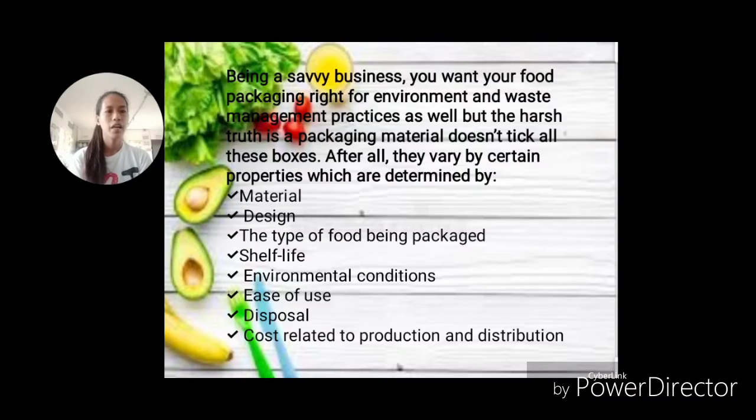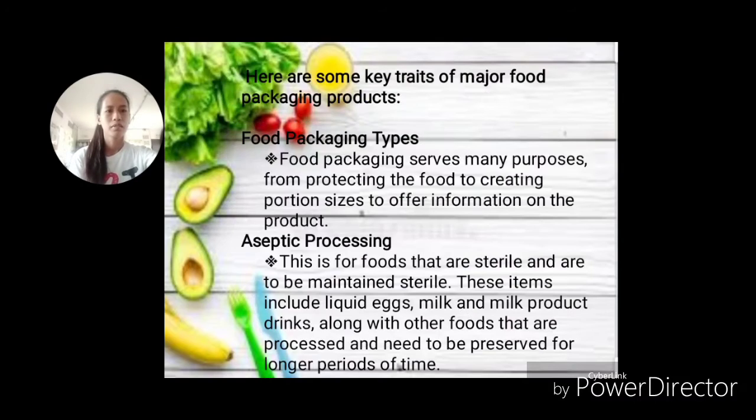After all, they vary by certain properties which are determined by: the first one is material, the second one design, the third one the type of food being packaged, the fourth one shelf life, the fifth one environmental condition, the sixth is ease of use, the seventh disposal, and lastly cost related to production and distribution. Here are some traits of major food packaging products.